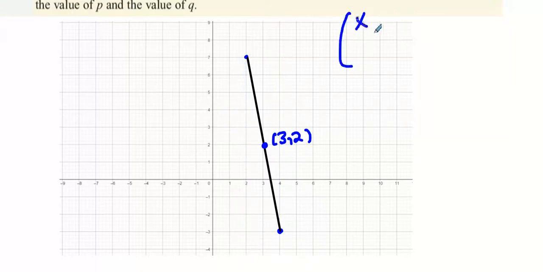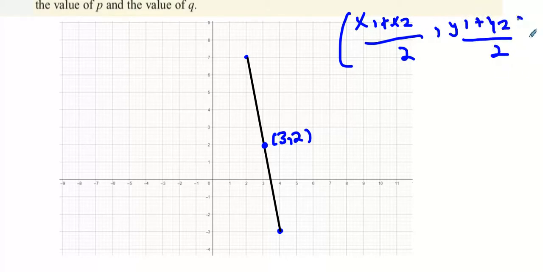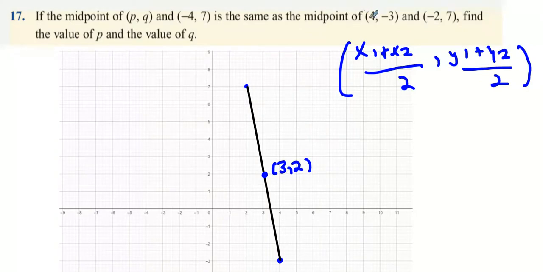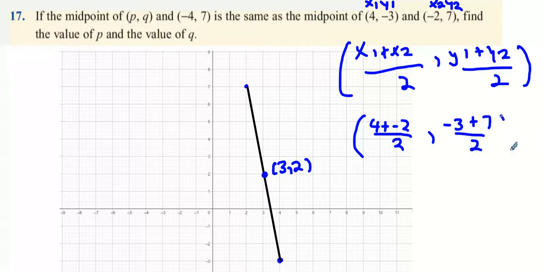Yes, sir? Yeah, you use the midpoint formula, and you use the 2 points you're given. What are the 2 points we're given again? We're given x1, y1, and we're given this as x2, y2. So what can I write in here then? So 4 plus minus 2, over 2, and the other one? 4 minus 2 is 2, 2 over 2, 1. Minus 3 plus 7, 4, 4 over 2.